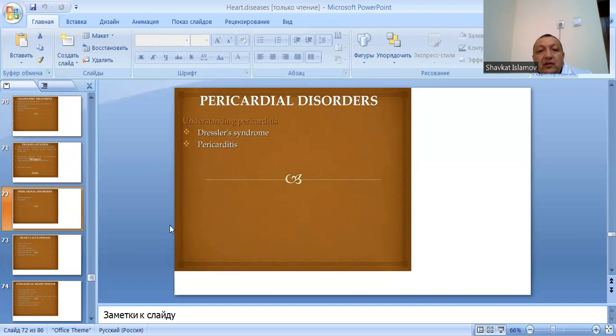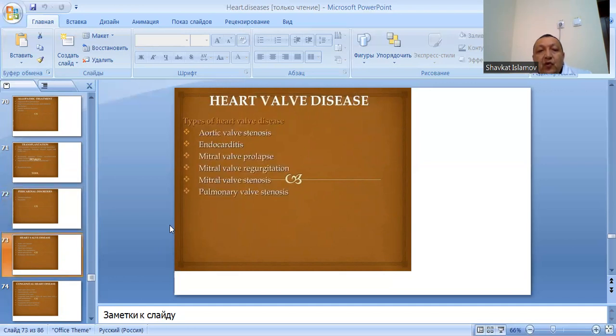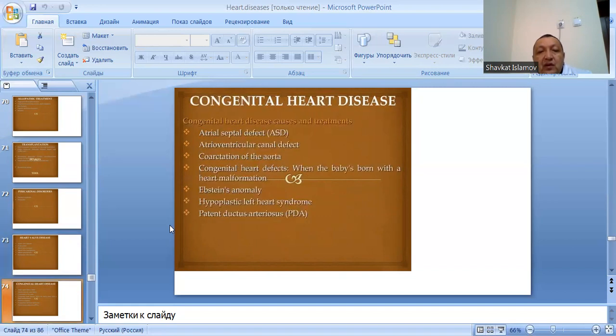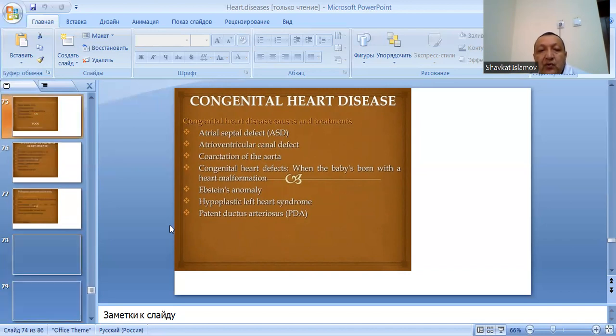Dressler syndrome and pericarditis. Heart valve disease: aortic valve stenosis, endocarditis, mitral valve prolapse, mitral valve regurgitation, mitral valve stenosis, pulmonary valve stenosis. Congenital heart disease: atrial septal defect, atrioventricular canal defect, coarctation of the aorta, congenital heart defects, hypoplastic left heart syndrome, patent ductus arteriosus.